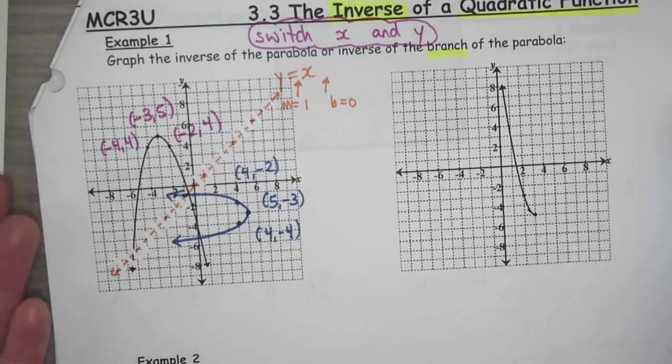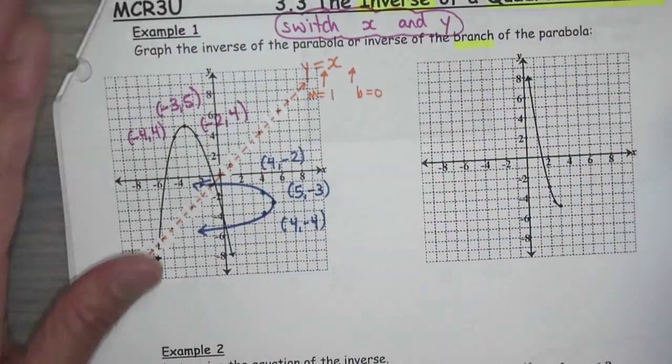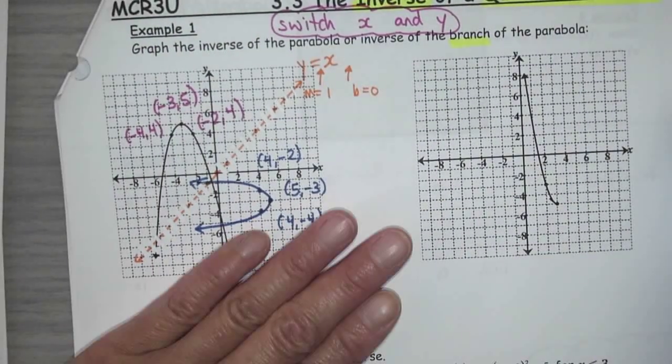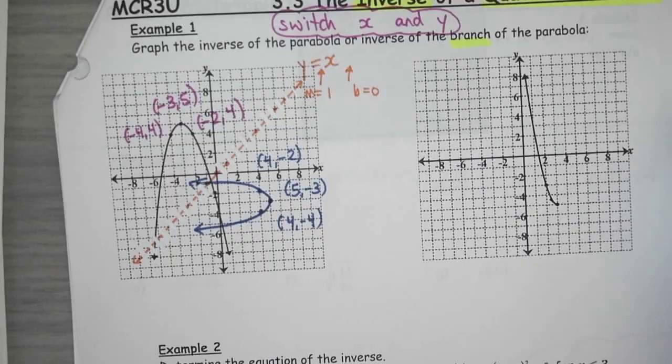The line was always a function, so the line always became another line and it was a function. So when you take the inverse of a quadratic, it no longer is a function. Okay, so that's interesting to know.